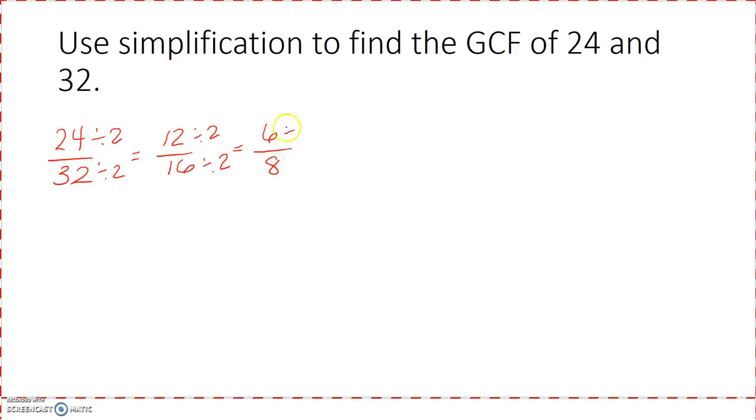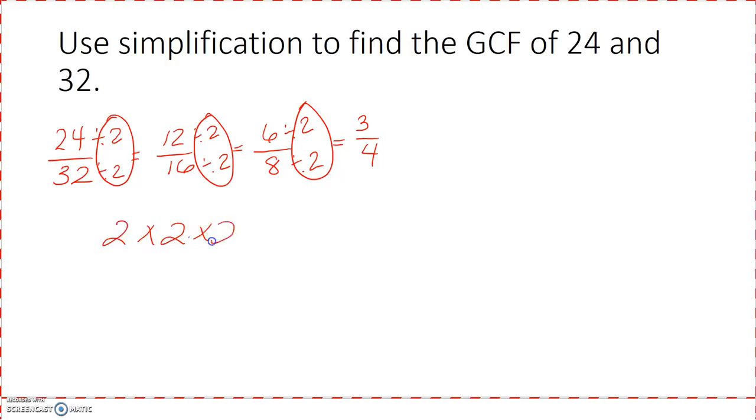And again, if you can think of bigger factors to divide, go ahead and do that. 6 and 8 can both be divided by 2, so 6 divided by 2 is 3. 8 divided by 2 is 4. I have simplified. Now I pull out the factors that I used to simplify. 2 times 2 is 4. 4 times 2 is 8. And my GCF of 24 and 32 is 8.